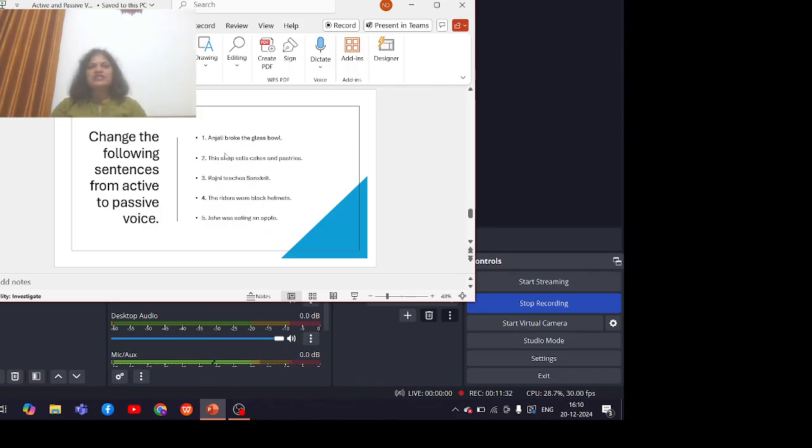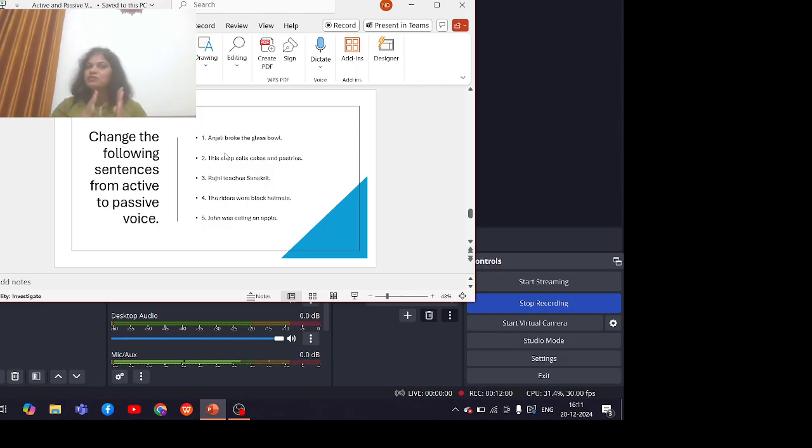Now change the following sentences from active to passive voice. Anjali broke the glass bowl. So here Anjali is a subject, broke is a verb, and glass bowl is an object. First you have to look at the tense of the sentence. Anjali broke the glass bowl. It is in past tense. So you have to keep this in your mind.